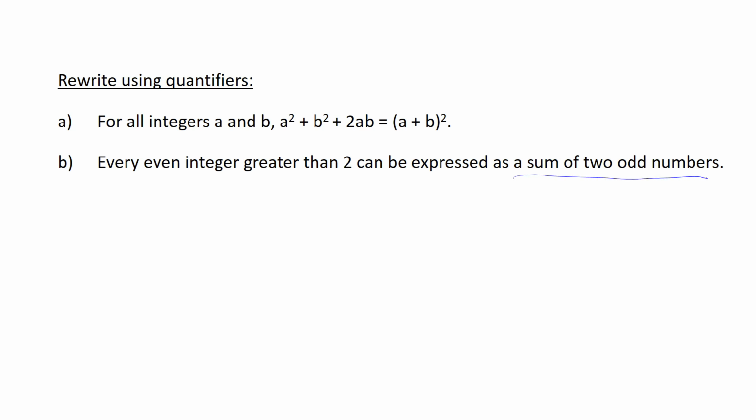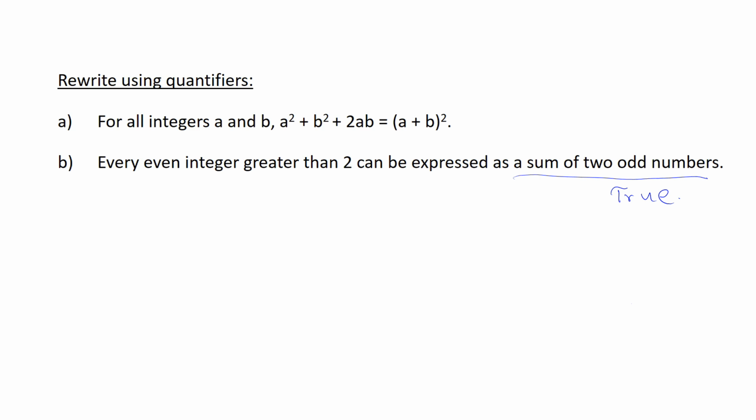Observe that this is not the Goldbach conjecture. We know that every even integer greater than 2 can be expressed as a sum of two odd numbers, and this statement is in fact true. Now, because the statement talks about very specific kinds of integers, even integers greater than 2, odd numbers, and so on, it's a little bit more complicated to state this mathematically. But let's give it a shot.